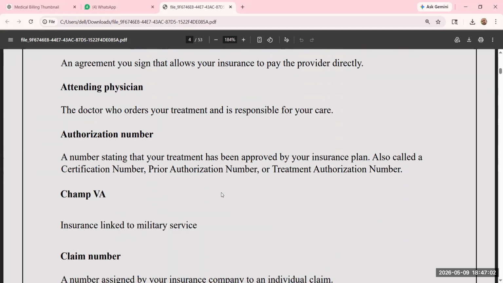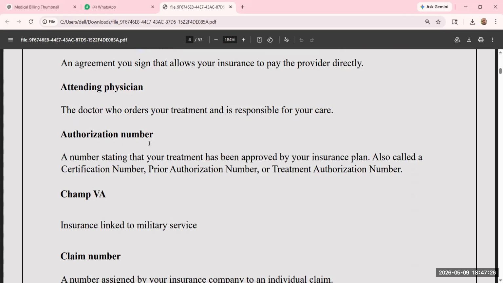Attending physician: the term is used for the doctor who orders your treatment and is responsible for your care. For example, the attending physician is the physician who is giving the treatment to the patient, who is taking care of the patient, who gives the injections, medicines, drugs, anything, and orders labs. That person is responsible for giving the treatment and care.